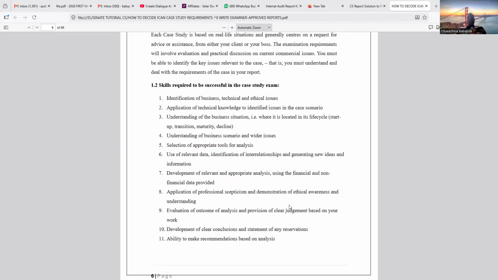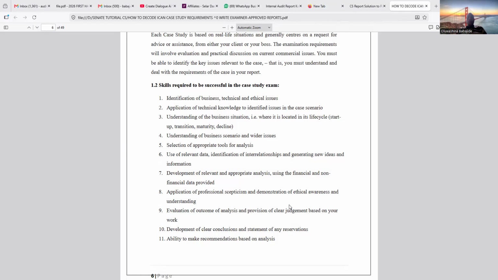So you need to pick up the relevant data immediately, then identify interrelationships and generate new ideas. So you now relate it to each other. You relate the information given to you back to the financial statements of that particular company. Relate it to what is happening in that particular industry. So that you'll be able to get new ideas and write a good report.